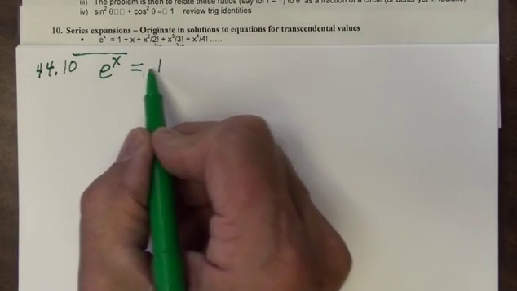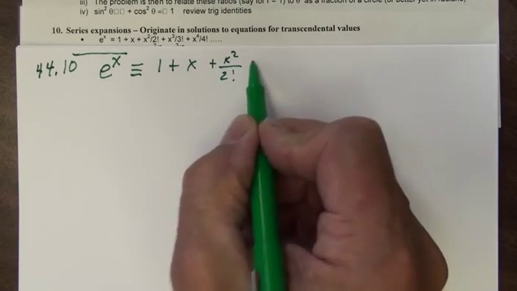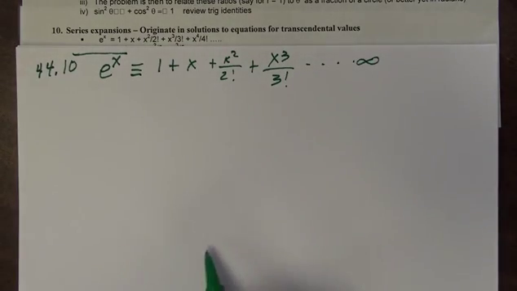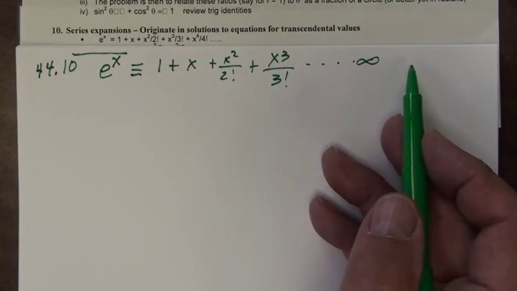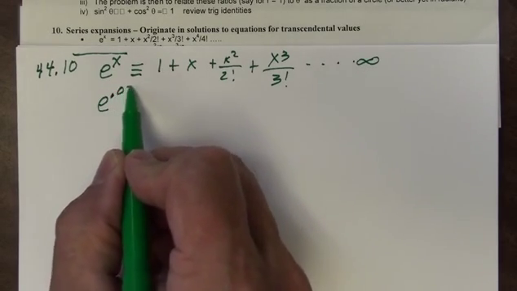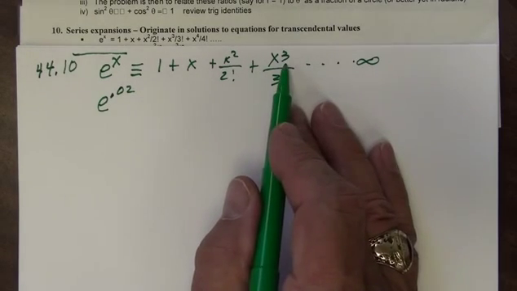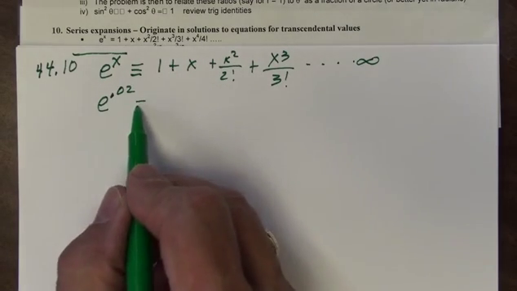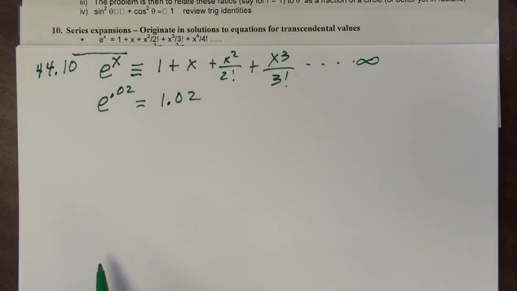E to the x is, by definition, 1 plus x plus x squared over 2 factorial plus x cubed over 3 factorial, all the way to infinity. Of course, you're never going to add up an infinite number of terms, but these get smaller and smaller after a certain point. I might ask you a question, for example, find e to the 0.02. Well, 0.02 is very small. Certainly by the time I take it to the third power, it's going to be pretty negligible. I could even approximate it just with the first two terms. So to a good approximation, it would be 1.02. You can do it in your head.